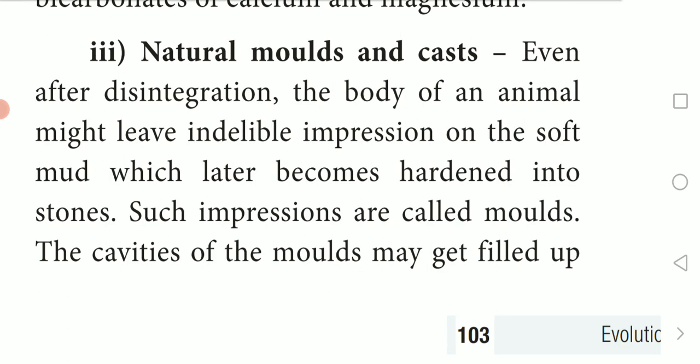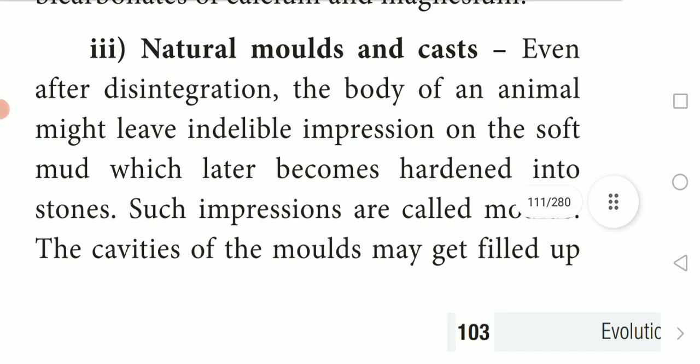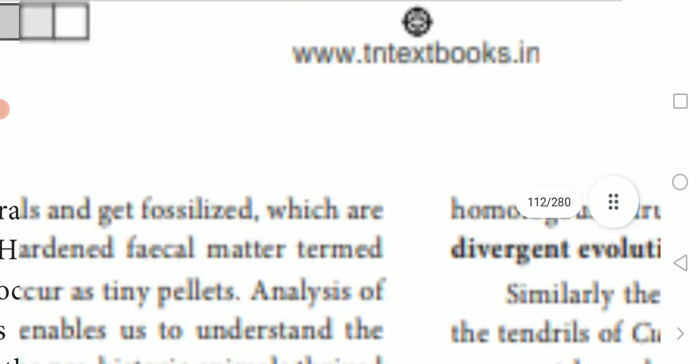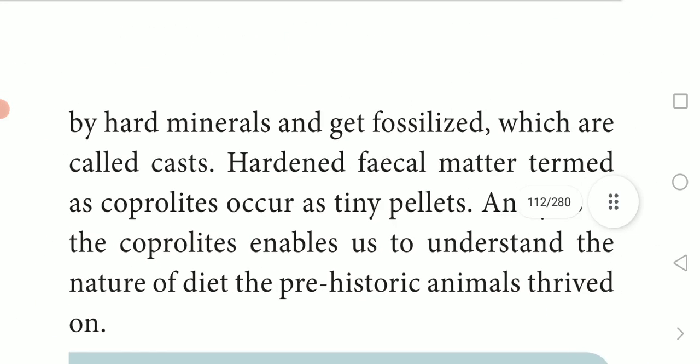The next one is natural molds and casts. Even after disintegration, the body of an animal might leave indelible impressions on soft mud, which later become hardened into stone. If you walk on wet mud, our footprint will be there, and when that soil dries, the footprint becomes hard. Such impressions are called molds.